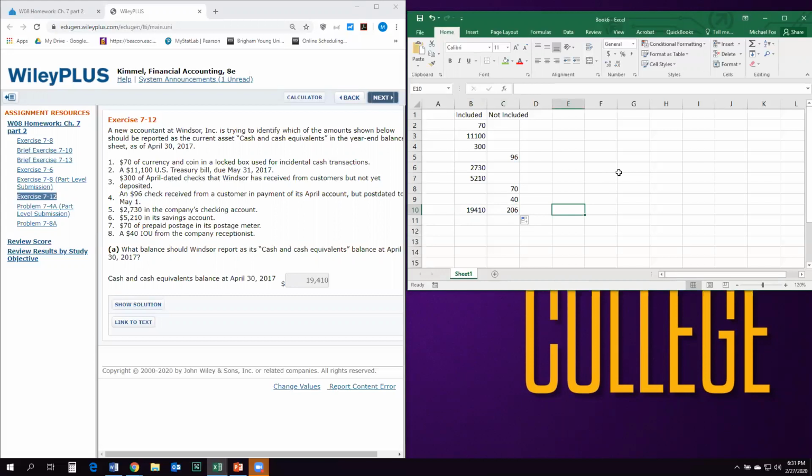Do you do anything with the ones that aren't cash equivalent? No, all they're asking for on this problem is what the cash and cash equivalents are.